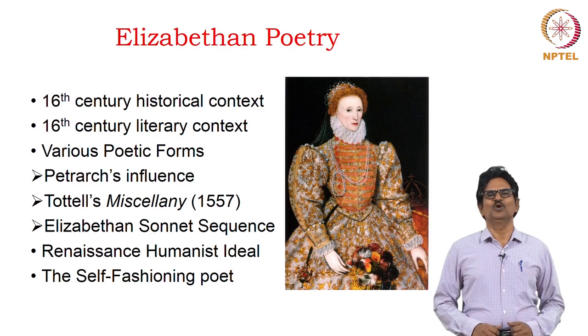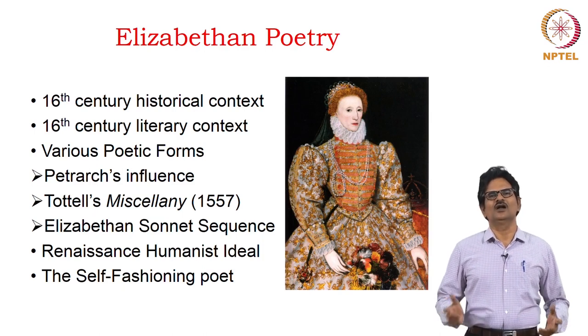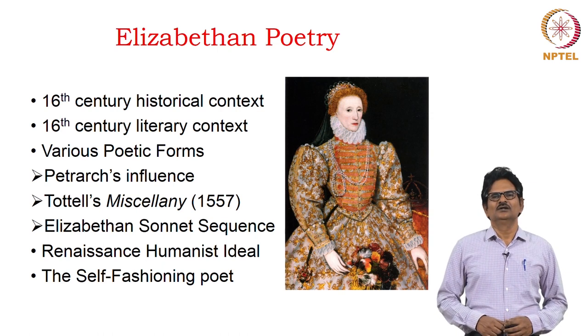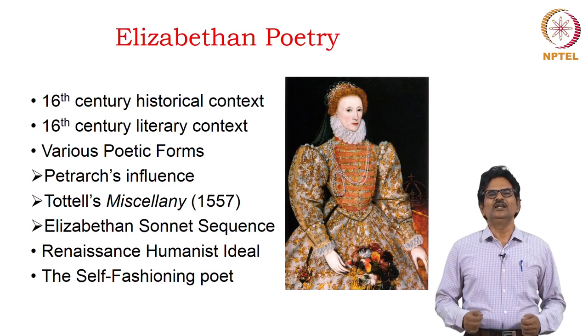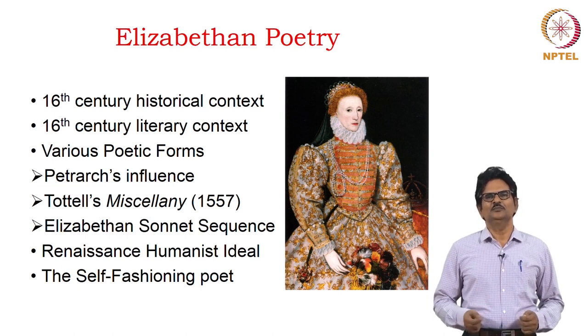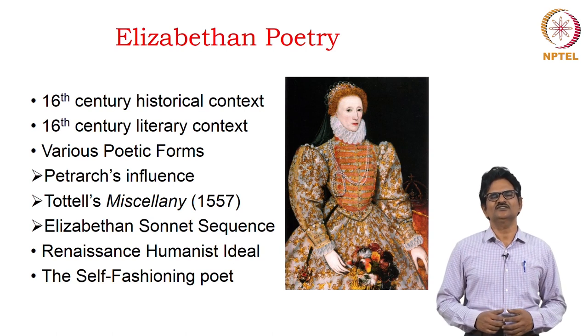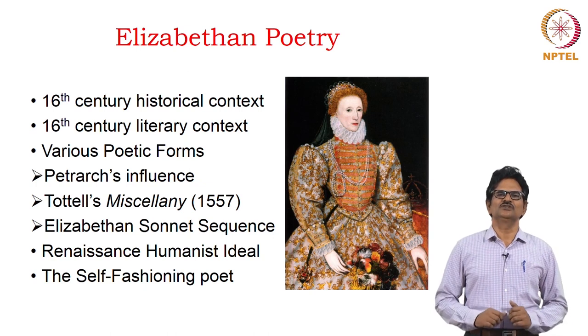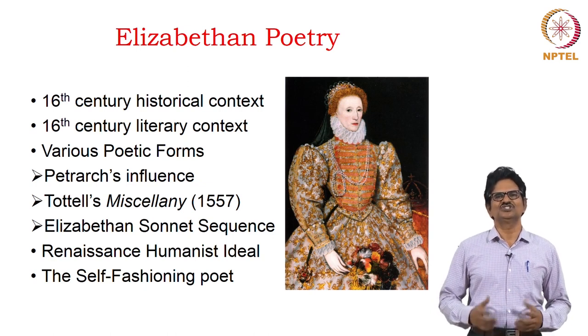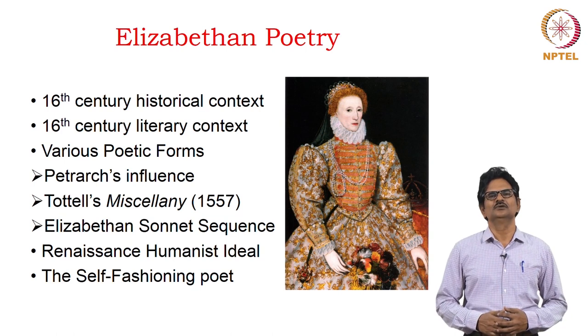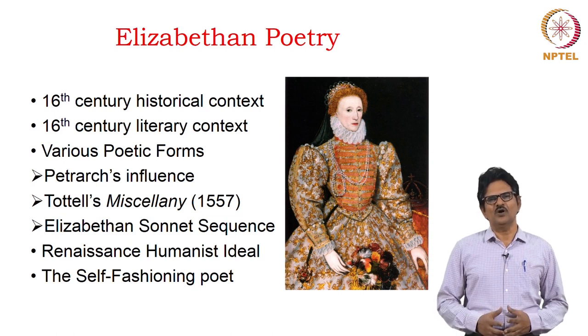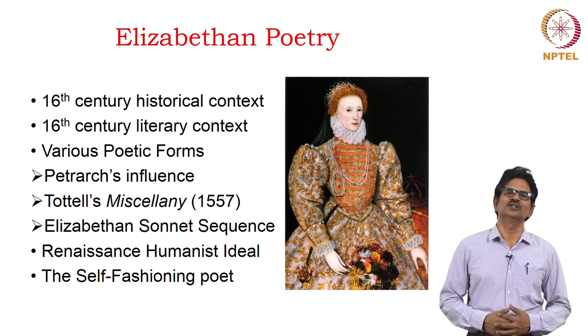We come to the second module of our course on Elizabethan poetry. In this module, we deal with Elizabethan poetry, particularly the sonnet. To begin with, we will see the historical context in which the poets wrote. Further, we will look into the literary context which shaped this Elizabethan poetry. We will see some of the poetic forms which flourished during this period.